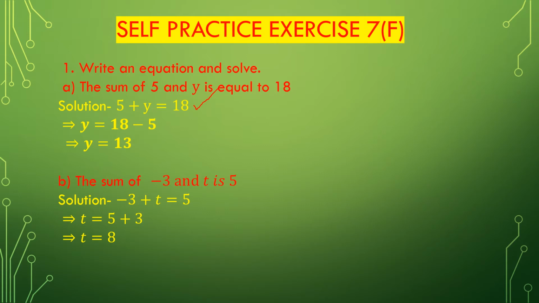Then y equal to 18, 5 transposed to the right hand side, then plus changes to minus. So we get y equal to 18 minus 5, and 18 minus 5 is 13. Now we get y equal to 13 and the value of the variable y is 13.